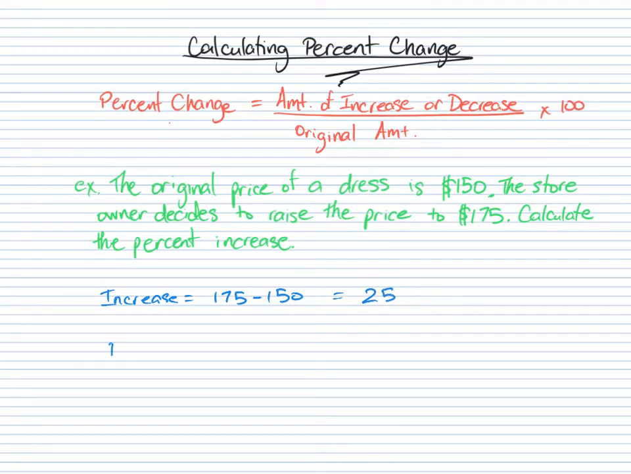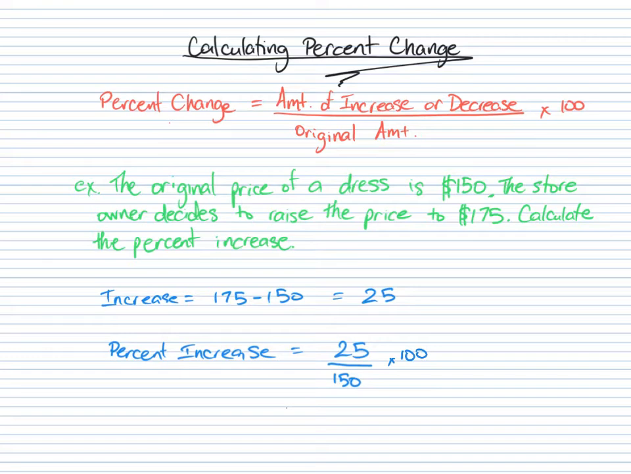So now the percent increase is going to be that 25 over the original amount of the dress, which is 150. Note here, this is the common error I was talking about. Some people would put 175 here. No, no, no, that's not what you should do. The original price of the dress is what goes in the denominator. All right, that times 100 to turn that into a percent.